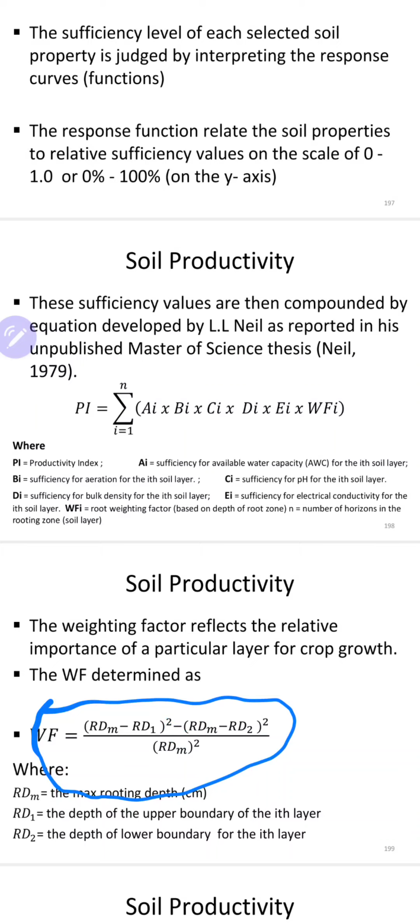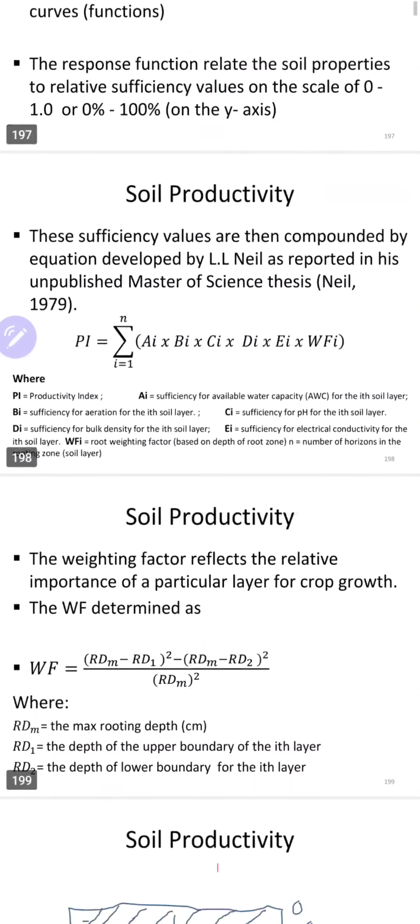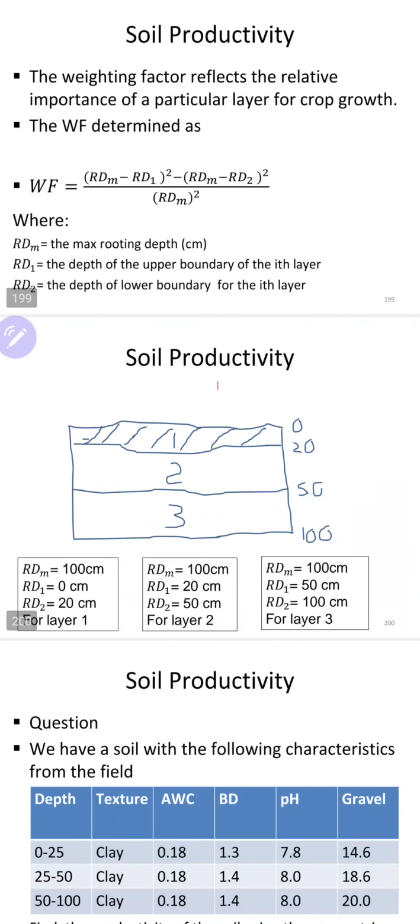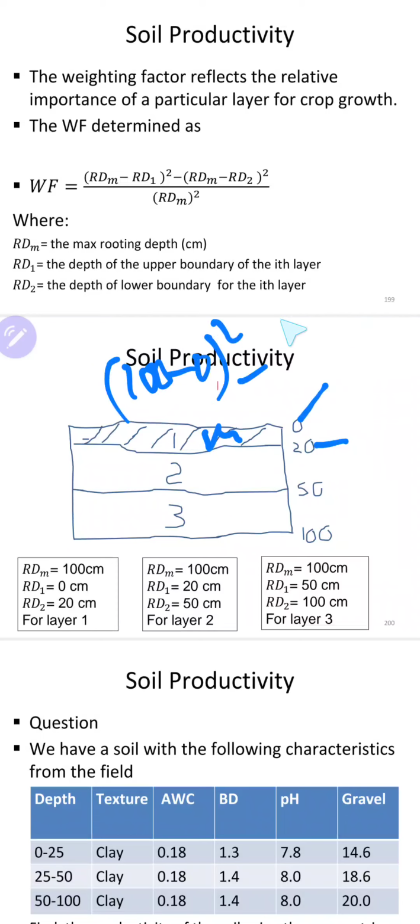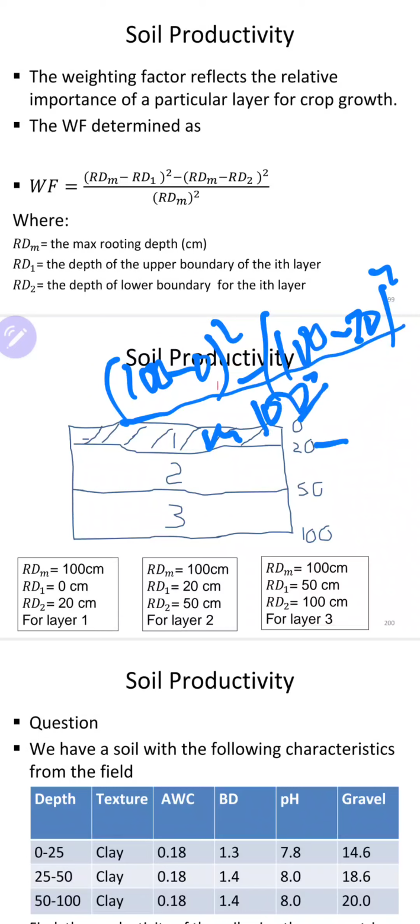You will understand maybe as we go down. So here it is. In this case, for this particular zone, this is our lower and upper. The maximum is 100, so you say 100 minus 0, you square this, minus 100 minus 20 squared, then over the maximum, which is 100 squared. So you get your answer for this particular zone.